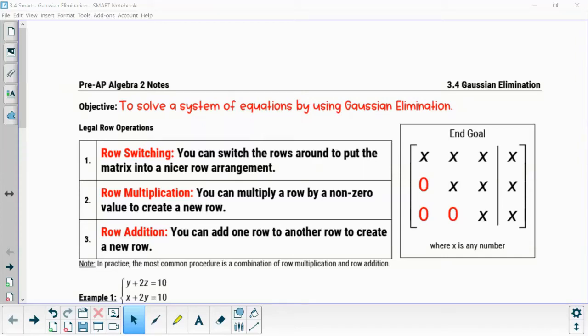Welcome to 3.4 Gaussian Elimination. Today we are going to solve a system of equations by using Gaussian elimination.